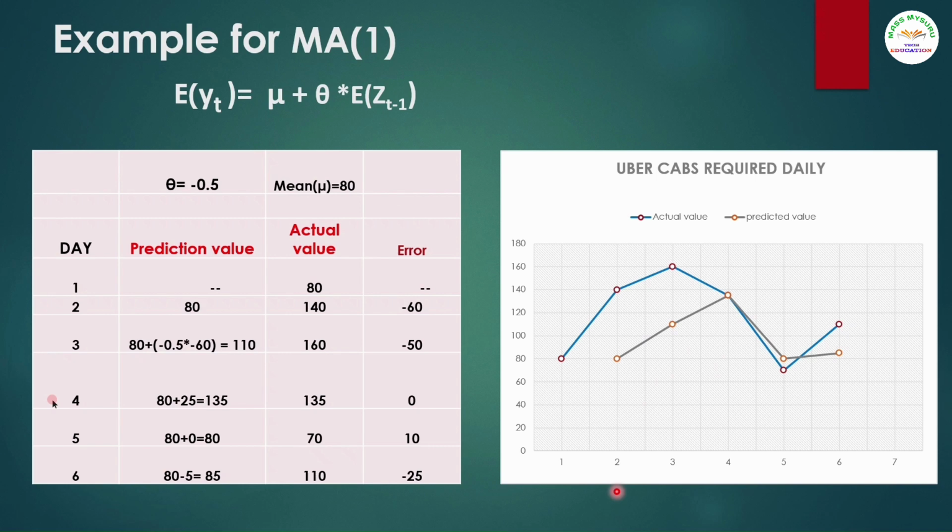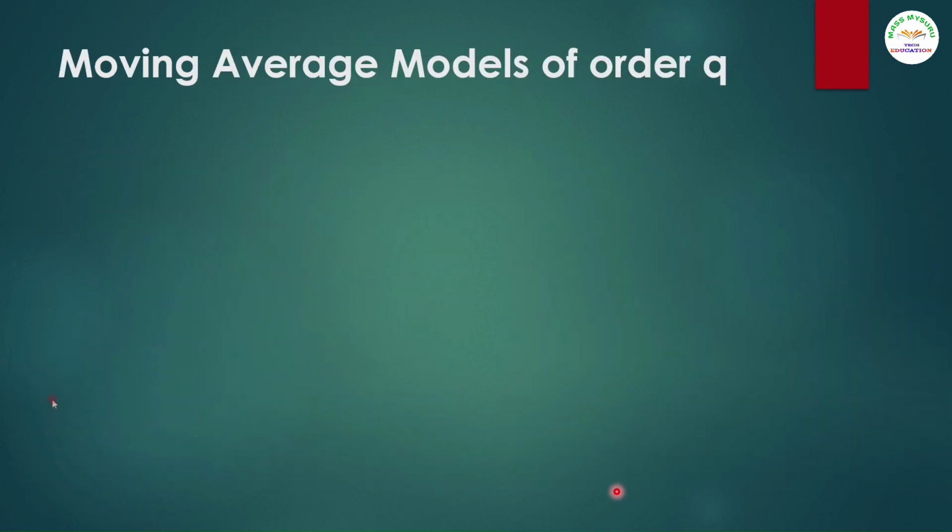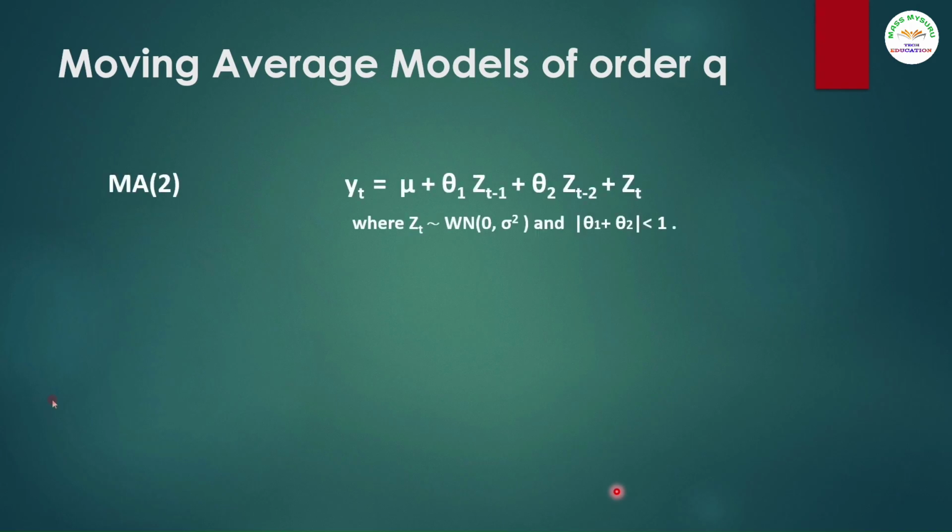Now in this case, we use the average of the previous time period, right? So to make a correct prediction, you can also use the errors made 2 time periods back or 3 time periods back as well. Different types of moving average models: moving average models of order Q. Let's look at what the different moving average models look like.